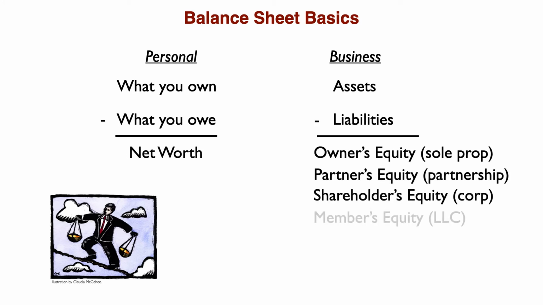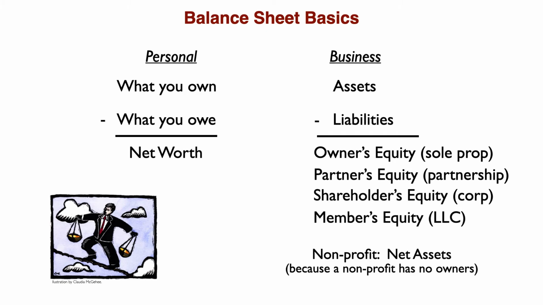In a business, if it were to sell all the assets in order to pay off all its liabilities, what's left is called equity. The type of equity depends on the legal structure of your business, but it's basically what's left over. That's what you, as the owner of the business, may be entitled to if it were to sell off all its assets in order to pay all its liabilities.